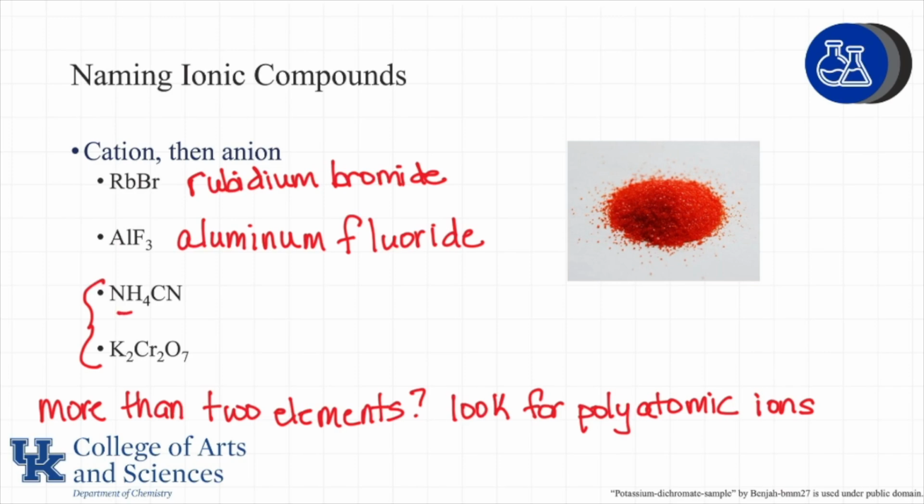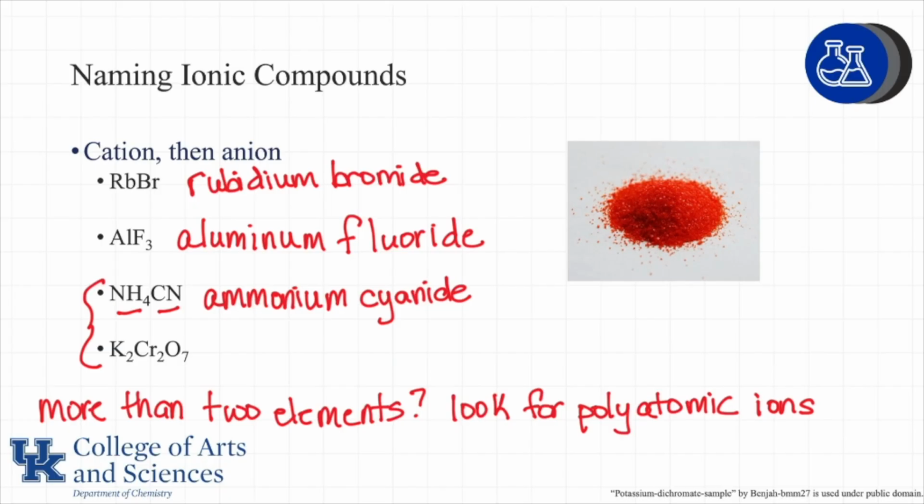Let's look at NH4CN. In this case, we have four elements. We actually have two polyatomic ions in this compound. The first one is ammonium, and we don't change the name of that, and that's the cation. The second one is cyanide. That is the name of the polyatomic ion. We did not change the ending on that. So for polyatomic ions, we leave the names just as they are.